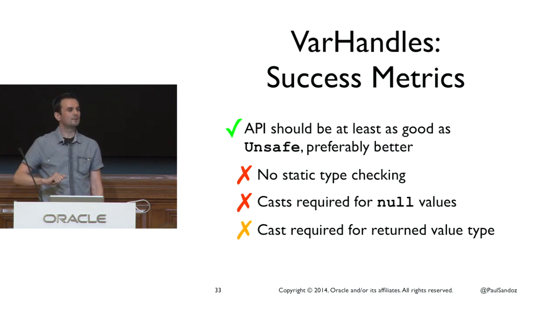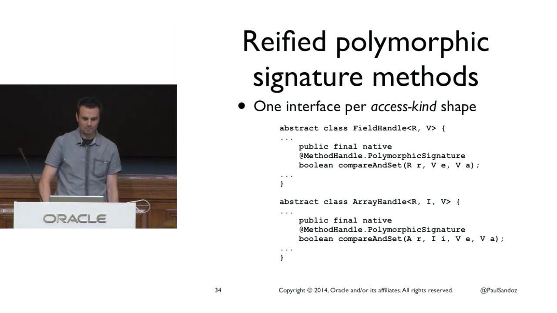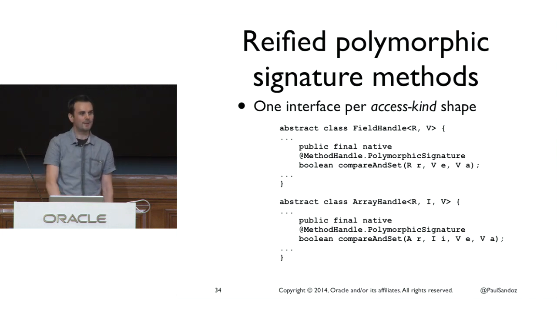The cast to null kind of annoys me. The casts are required for a return value type, but Maurizio says he can solve that problem by using better type inference. So that's good. There's another way here. I thought, well, what happens if we have one interface per access kind shape? If we have a concept like a field handle or an array handle, and we refer to the type variables in the polymorphic signature here, can we get that to work instead?